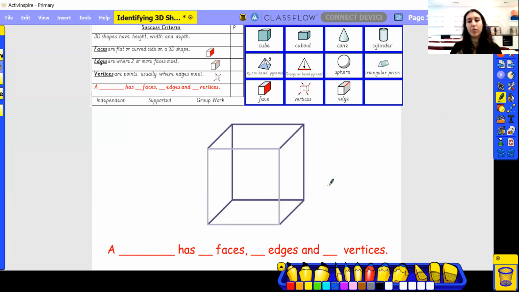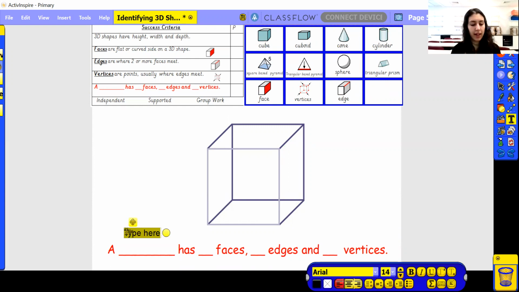Lovely. So what we're going to do is we're going to run through some 3D shapes. We're going to talk about the names of them, and we're going to talk about their properties. Now, their properties means what it has. Their faces, their edges, and their vertices. And to support you in that, we've got our success criteria here, reminding you of our key vocabulary and what they mean. And we've also got a word mat over here to help you remember the names of those 3D shapes. So this one here, can you find a shape that looks like it on our word mat? Well done if you spotted it. This is our cube.